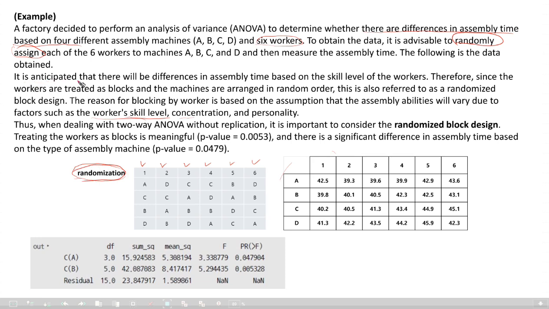Okay, let's see. It is anticipated that there will be differences in assembly time based on the skill level of the workers. Therefore, since the workers are treated as blocks, these are blocks, and the machines are arranged in random order. It is also referred to as a randomized block design. We call it randomized block design.